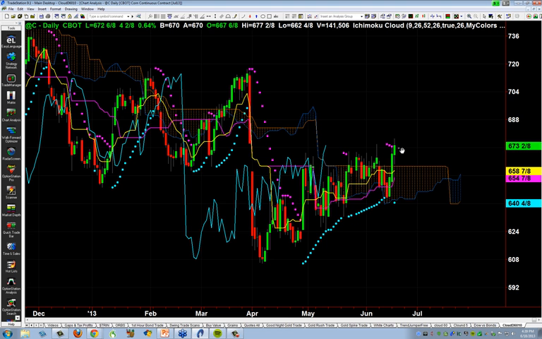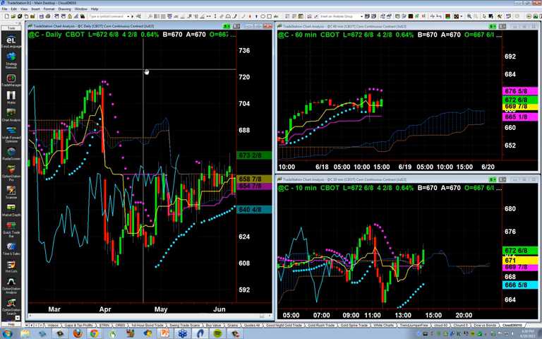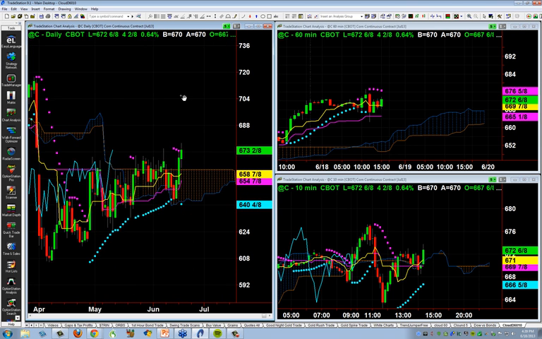E-Mini. I already did the E-Mini. S&P is the same thing as E-Mini. There's no sense in doing them both. The E-Mini is the S&P. It's the same thing. I swear it's the same thing.